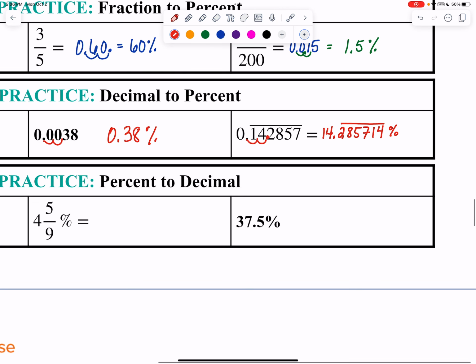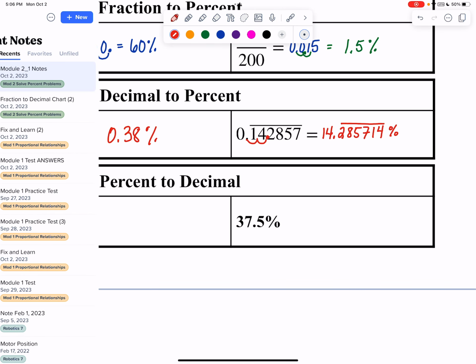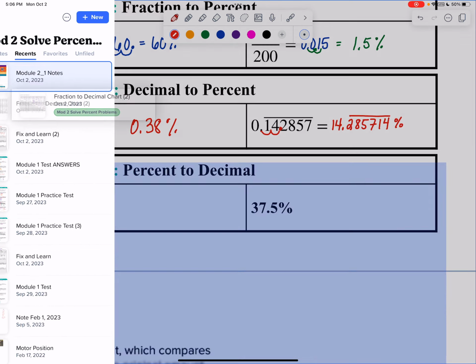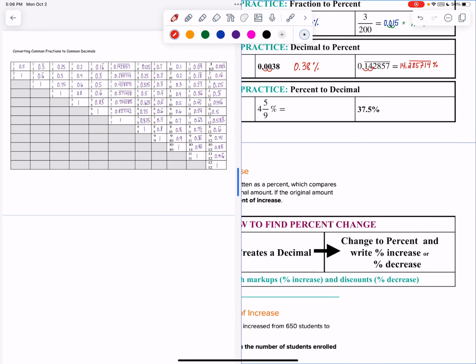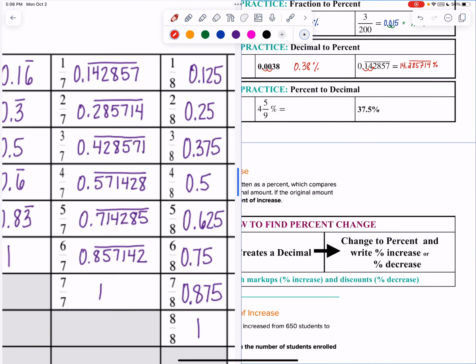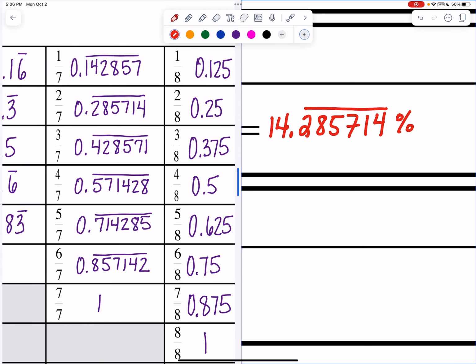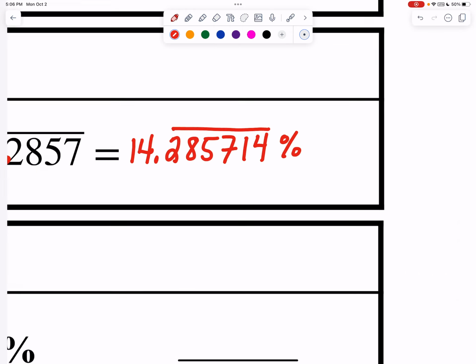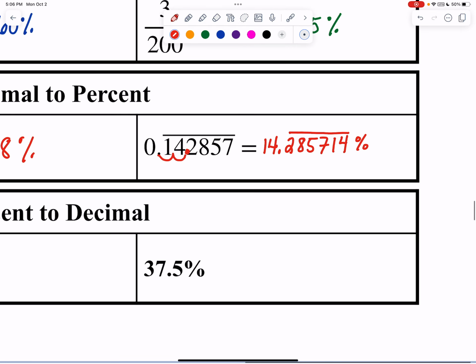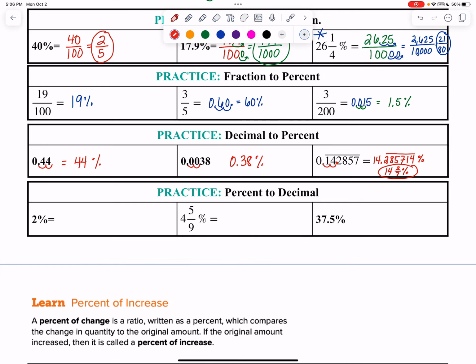Now, here's the thing, though. This is where our fraction to decimal chart is going to be a little bit nice here. So let's bring this out. Look at some of the long, weird repeating decimals. Do you see any that say 0.285714? Yep, right there, 2/7. Okay, so really what I can write is 14 2/7% if you want to clean it up a little bit. Okay. All right, so there's that one.